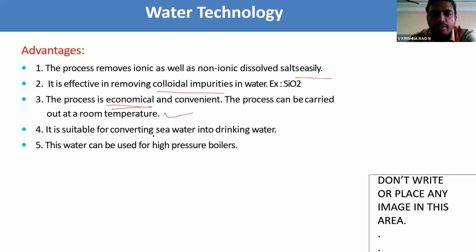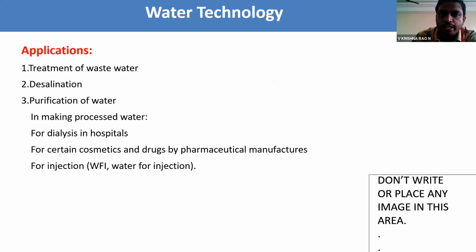It is suitable for converting seawater into drinking water. The water obtained by this reverse osmosis method can be used for high pressure boilers. These are the advantages.